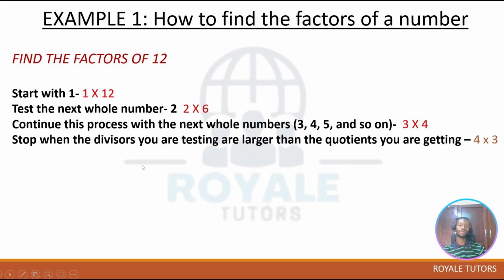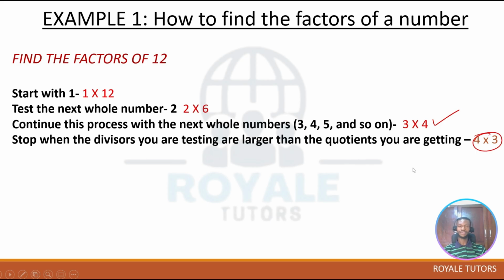It says stop when the divisor you are testing is larger than the quotient you're getting. So since 4 is greater than 3, we have to stop at this point. This will not go with us because our divisor is already greater than the quotient. Therefore, it will generate repetition. So we stop at 3 times 4 for our factor pair.